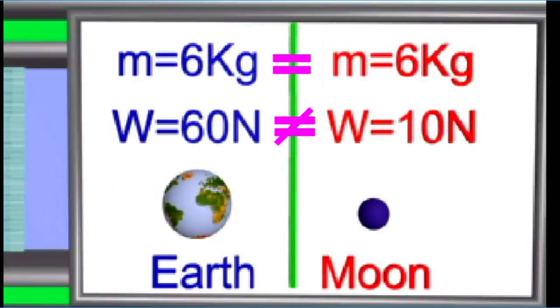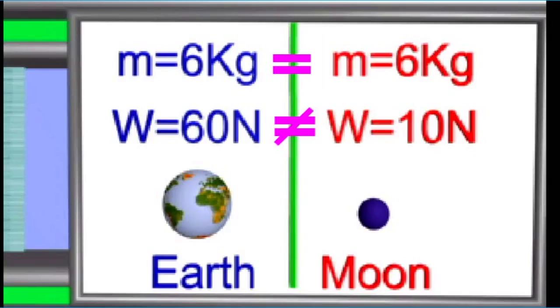Do not confuse mass and weight. The mass of matter is constant everywhere. But the weight of an object is the force exerted on the body by the Earth. Therefore, the weight of the object is not the same in different places.